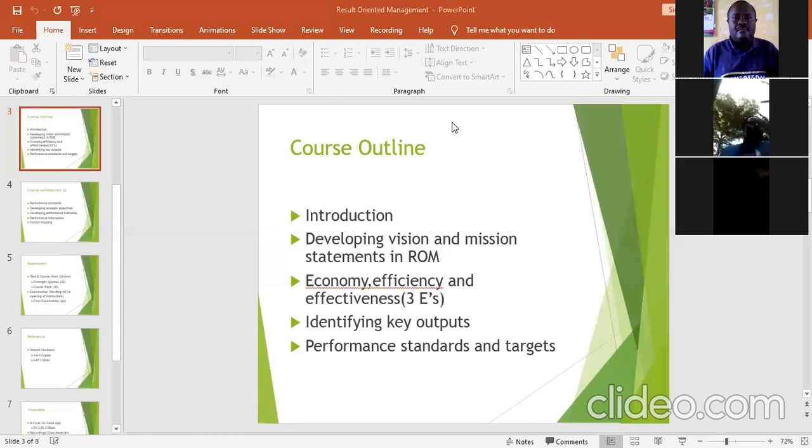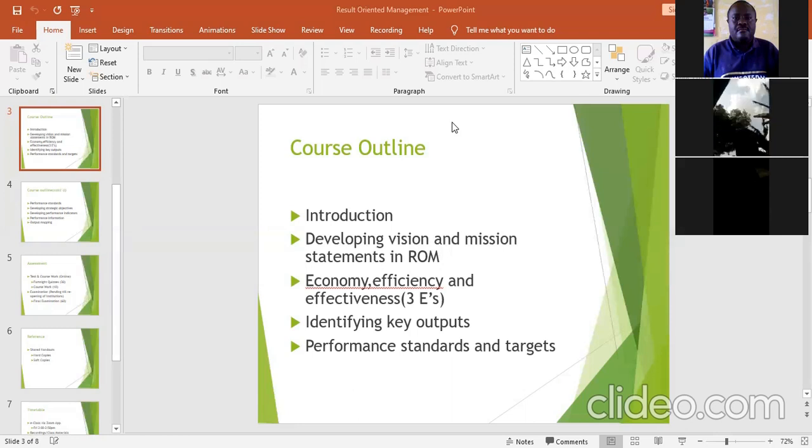Another benefit of ROM is transparency. That as you have been given resources, you have to be open and people see what you are doing with the resources. So no need to hide anything. Transparency is another benefit of ROM.